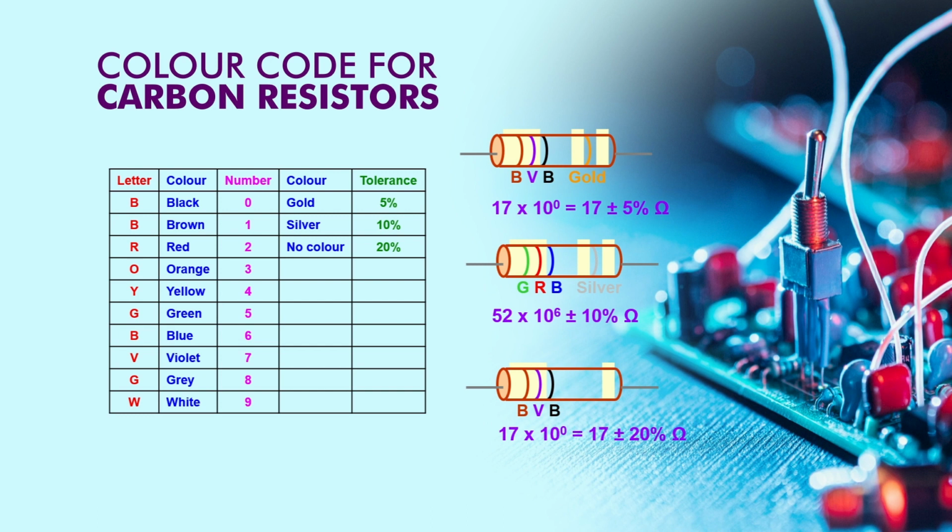Suppose we have black, violet and brown. In that case, it will be 17 and the tolerance will be 20%. Here we can see there is no band or there is no color at the last band. In the first two there was golden and silver. In this one there is no color. So if there is no color, then it will show 20% of the tolerance. The unit will be in ohms.